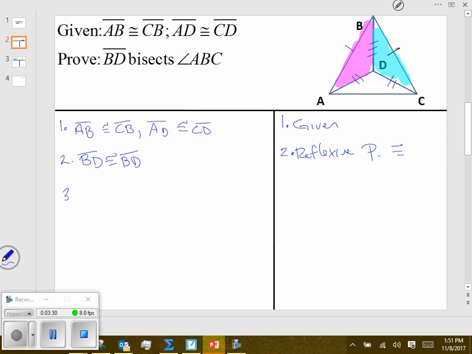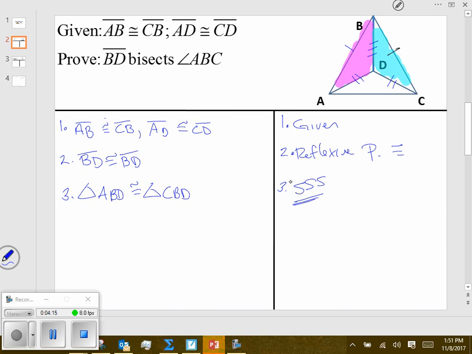Now, what does that tell you about the purple triangle compared to the blue triangle? You've got 3 congruencies now, right? And there are the 3 sides. So what does that tell you about those 2 triangles? They are themselves congruent. So let's say triangle ABD is congruent to triangle CBD. What's my reason? SSS. Whenever we want to make triangles congruent, right now it's always going to be 3 letters.